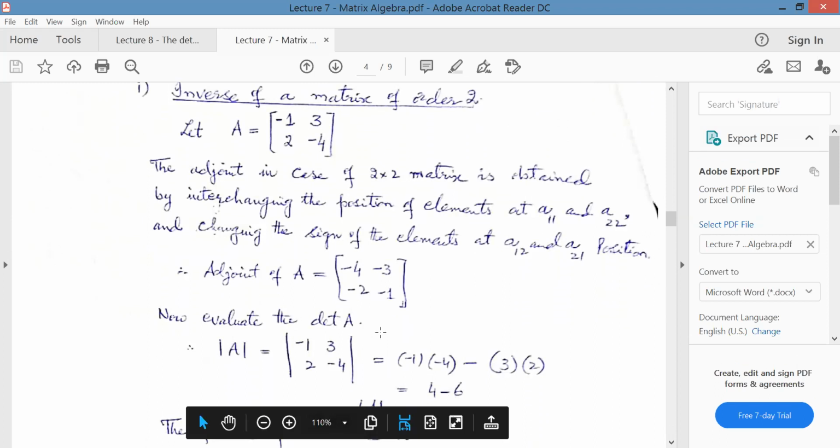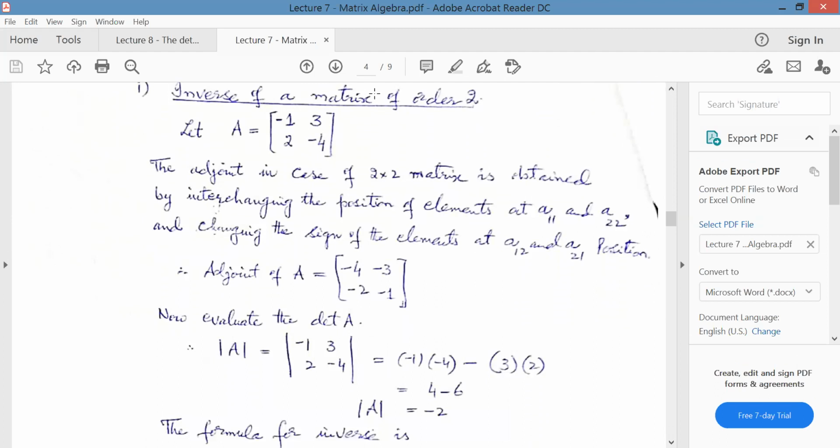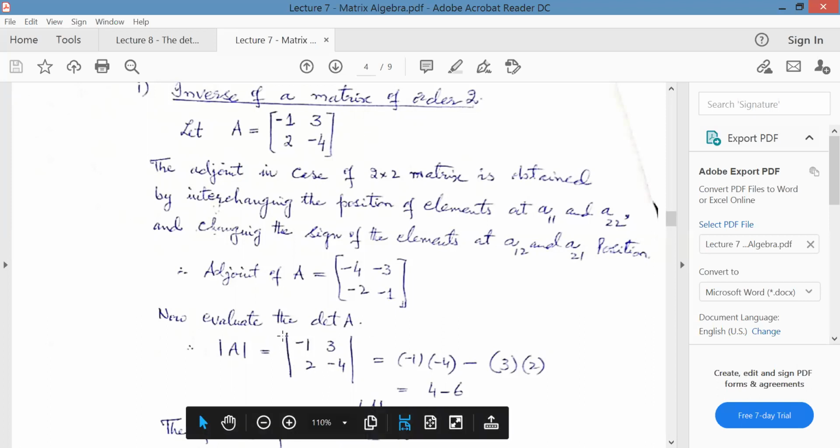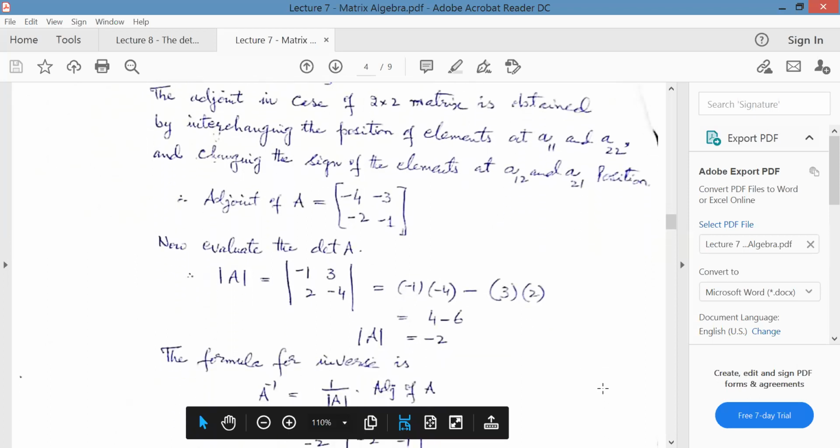Now we evaluate the value of the determinant of A. Just make determinant A. Remove the brackets and the brackets will be replaced by vertical bars. So this becomes the determinant; now this is not a matrix. Now you can evaluate. Multiply -1 with -4, and I told you the position sign of 3 is minus. So -3 into 2 will be -6. This will become +4 -6. The answer is coming to be -2.